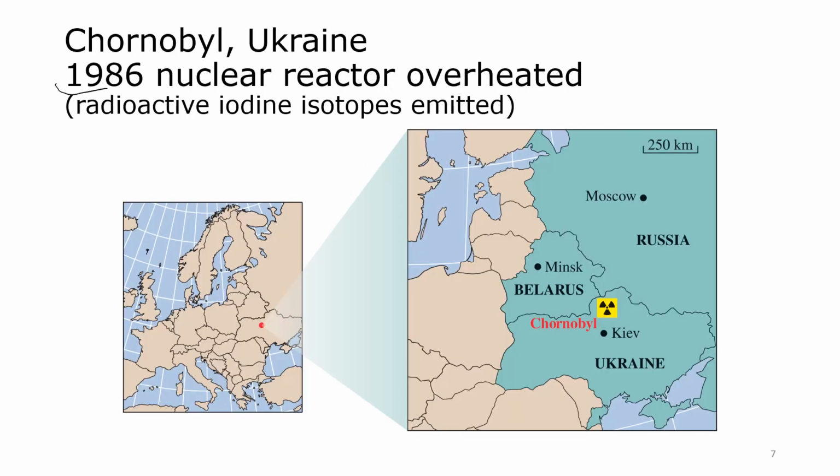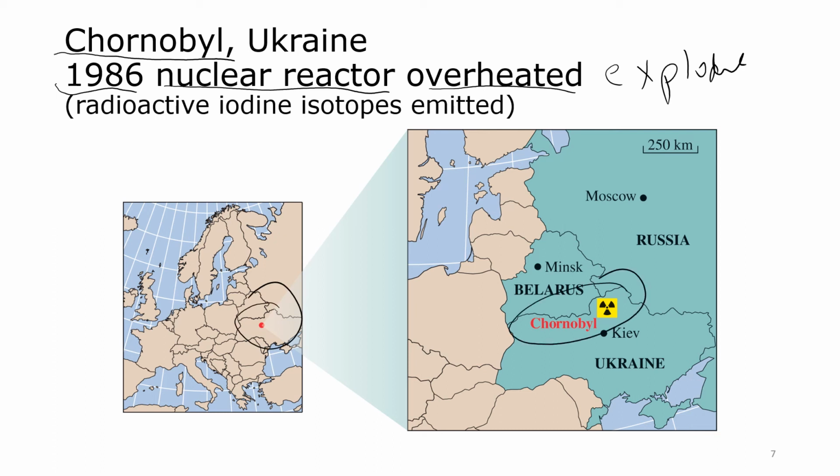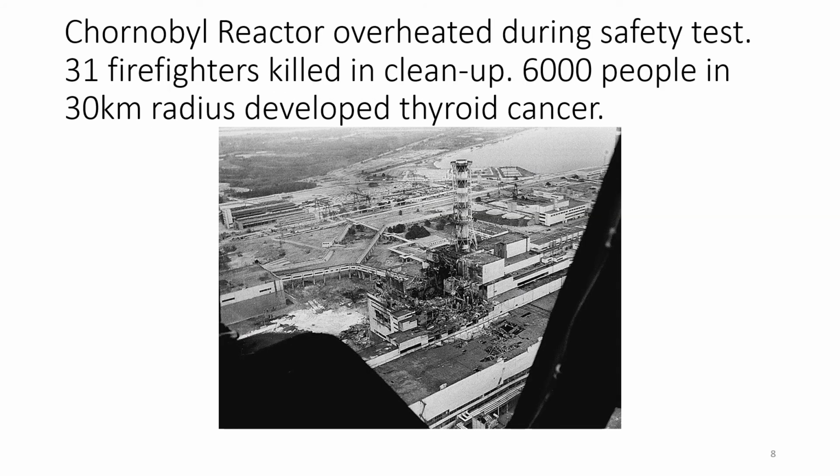In 1986, there was a nuclear reactor that basically overheated and exploded in the Ukraine in Chernobyl. This map is showing you where the Ukraine is located in Europe, and then Chernobyl within the Ukraine. So when it exploded, it gave off this radioactive iodine that was emitted, and a lot of people ended up developing cancer from it. So this picture is showing us the reactor, what it looks like after it basically exploded.